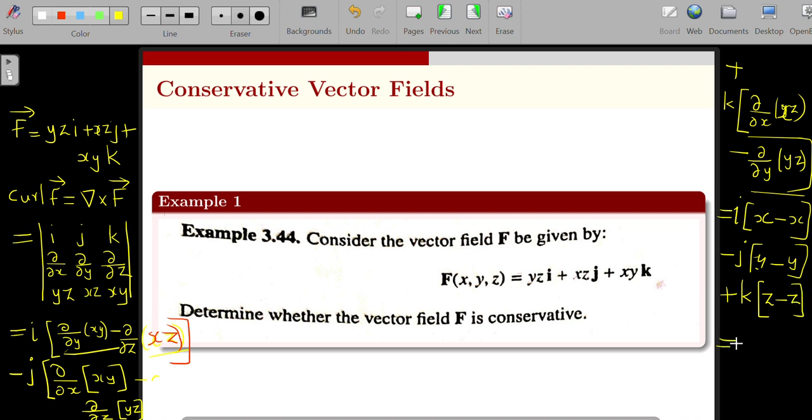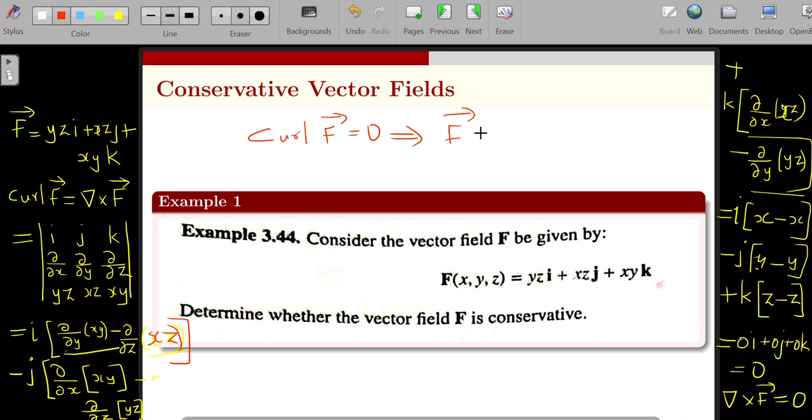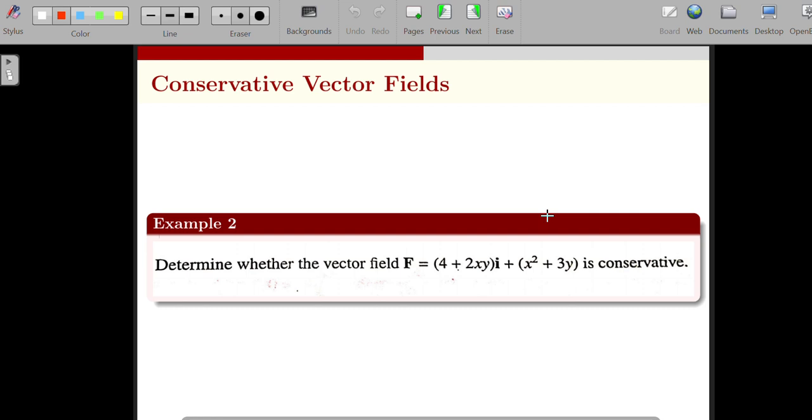So what you obtain is that this is 0i plus 0j plus 0k, that is equal to 0. So you obtain that del cross f equals 0, that is, curl of f is equal to 0 for this particular vector field. Since curl of f equals 0, this implies that f is conservative on a simply connected domain. So we have obtained that f is a conservative vector field. That's about this problem. Now let us move on to another problem.